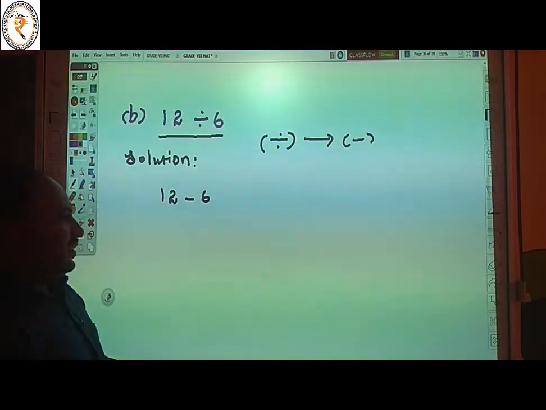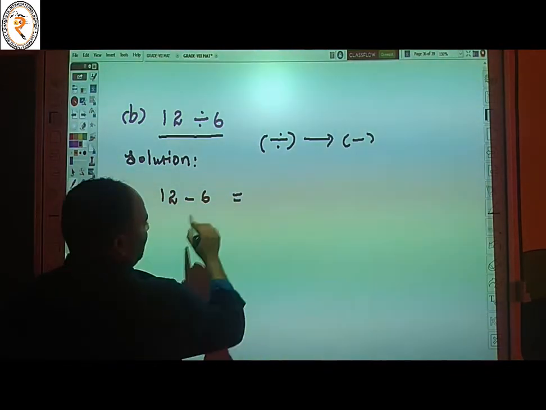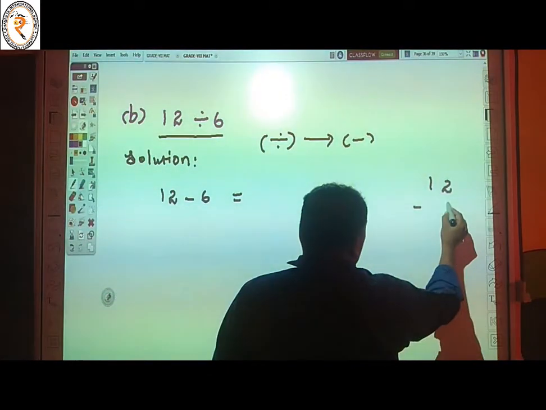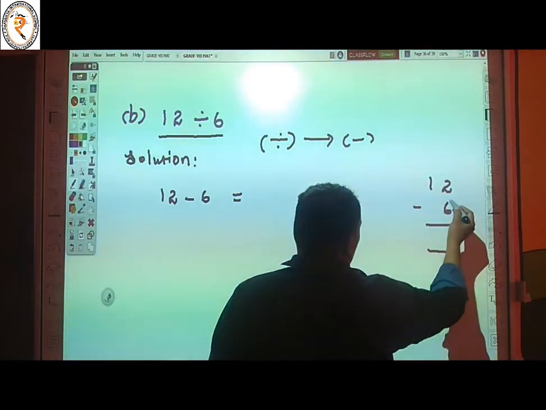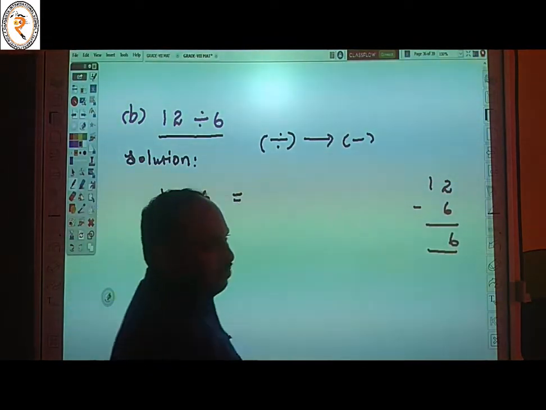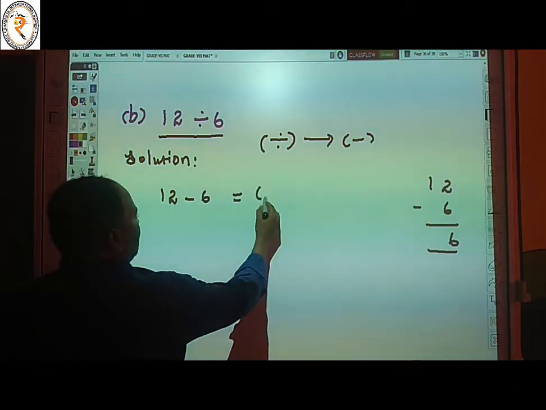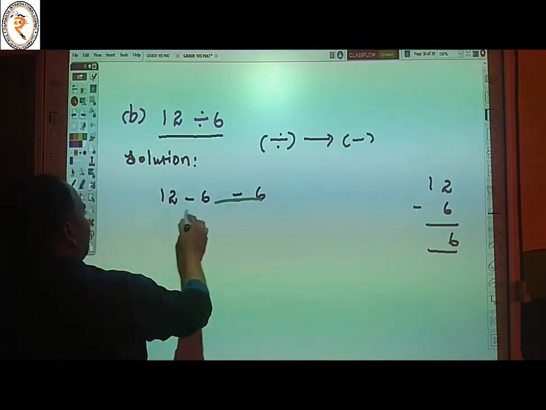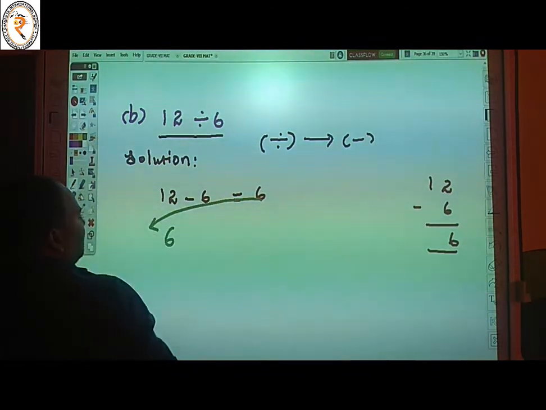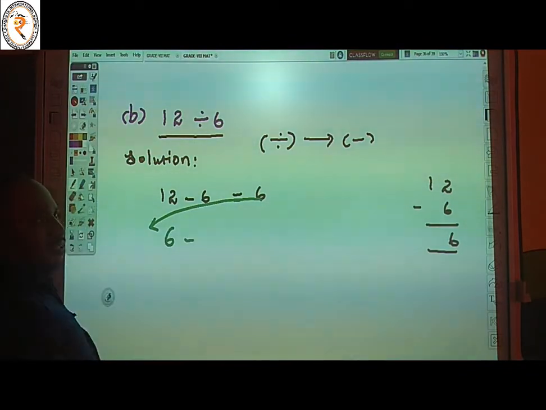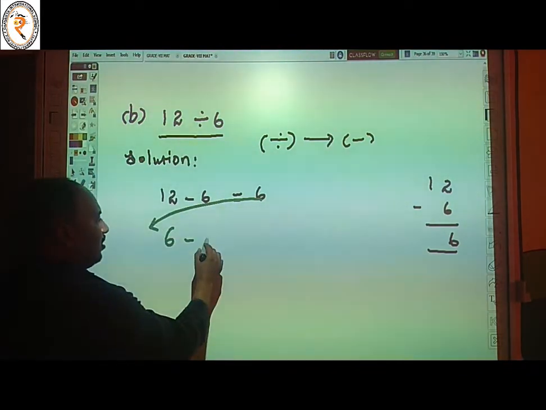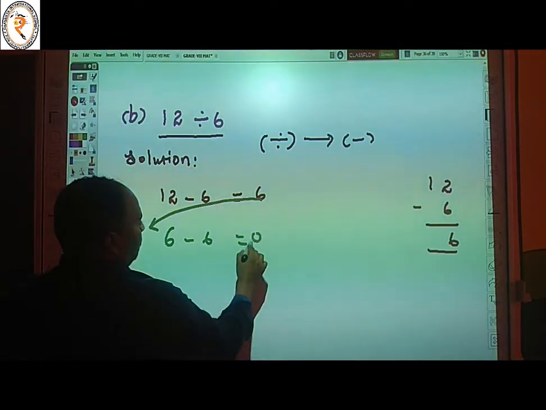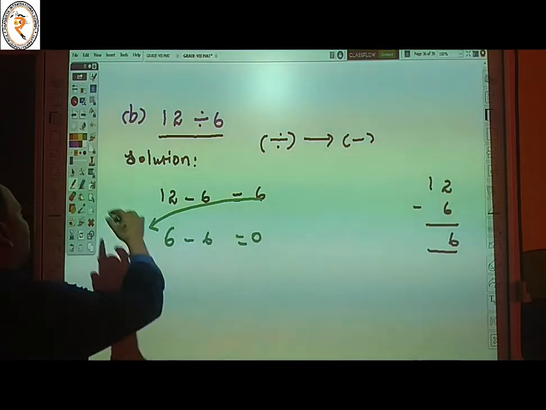12 minus 6 is equal to 6. Next you want to minus 6. 6 minus 6 is equal to 0.